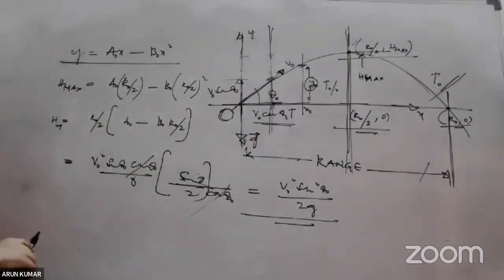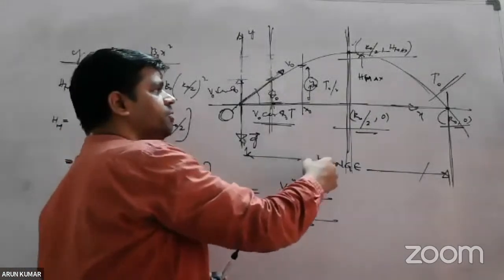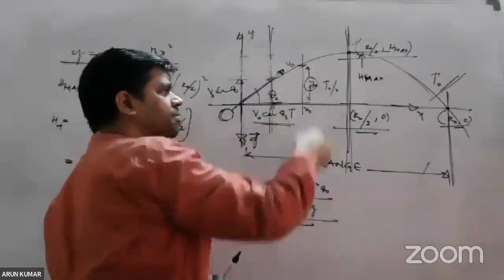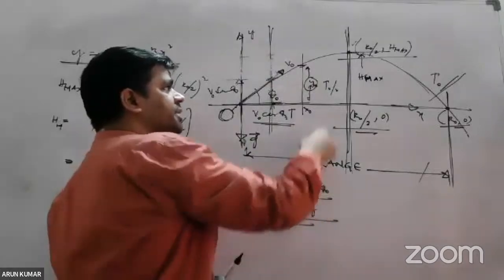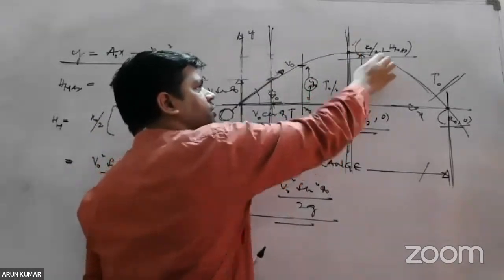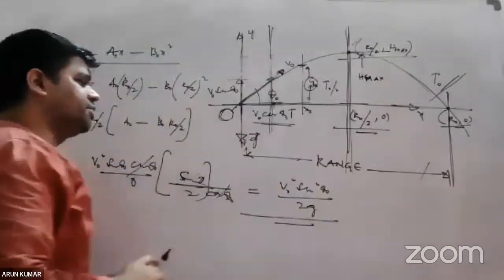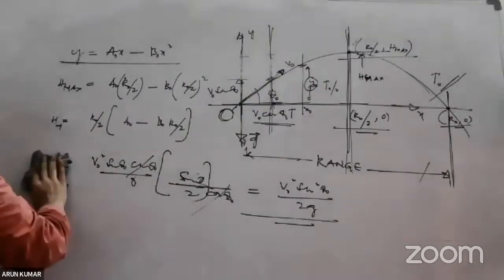But now, okay, so this is the maximum height. So maximum height occurs at what point? At r by 2. Why? Because the line of symmetry is passing through r by 2, and the line of symmetry passes through the vertex. What is the vertex coordinate? r by 2, h max. I got h max, I got r. So I got two important parameters of this function.